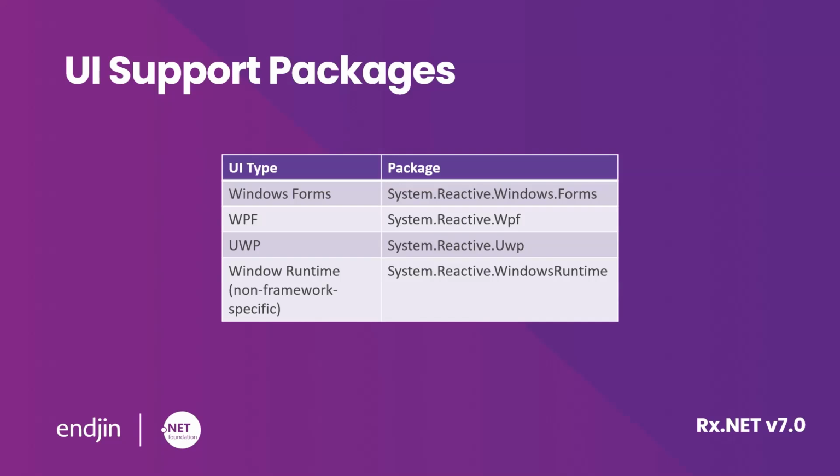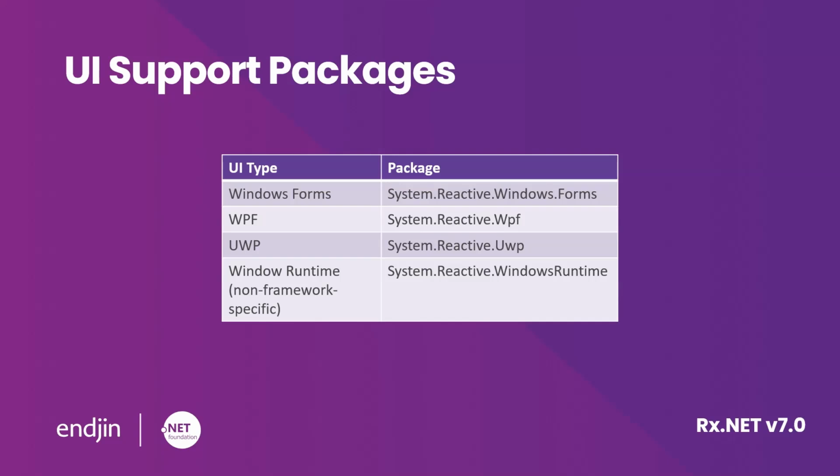So that's System.Reactive.WindowsRuntime. The Windows Runtime API defines certain types that are often used in desktop applications, but which are not tied to any particular UI framework. There's a non-framework specific dispatcher, for example, and also the IAsyncAction and IAsyncActionWithProgress interfaces. RX puts support for these into System.Reactive.WindowsRuntime.